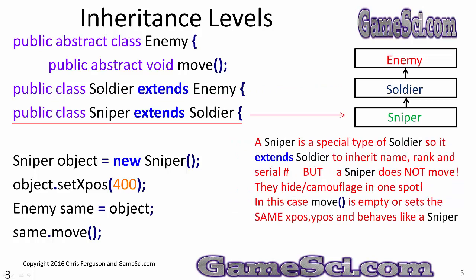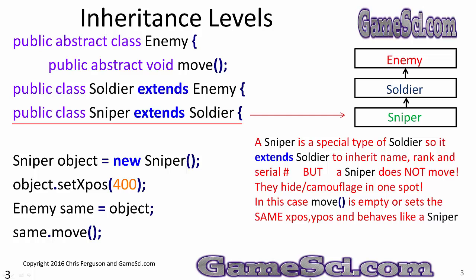Public class sniper extends soldier. Now sniper is a special type of soldier, so it extends soldier to inherit name, rank, and serial number, but a sniper does not move. They hide or camouflage in one spot. In this case, the move method in sniper could be empty or just sets the same X and Y position and behaves like a sniper.